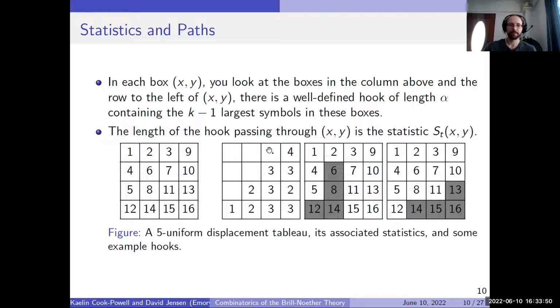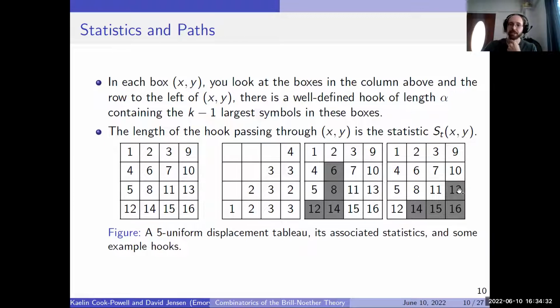And if there are fewer than k-1 symbols above a box or to the left of a box in those columns, then we just leave it unlabeled. So for instance, if I look at my top right, the 4 largest symbols are all to the left of the box. As opposed to if I look at the symbol that is right above the bottom right, if I look at the 4 largest symbols in this row and column, well, the 2 largest appear to the left and the other 2 largest appear above. So that has a hook length of 2.